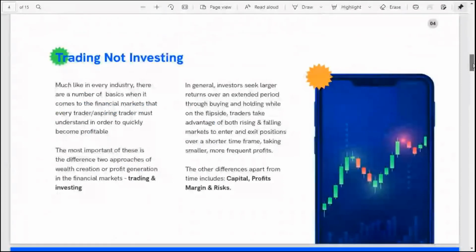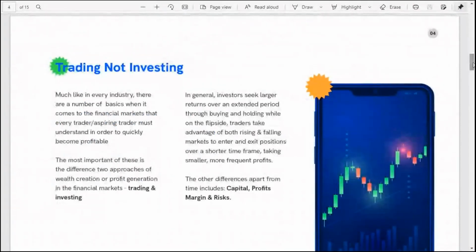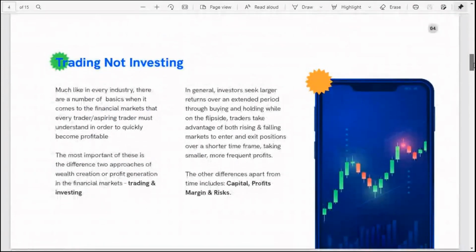Now, trading, not investing. You might be wondering, is trading the same as investing? Truth is, trading is not the same as investing. Much like in every industry, there are a number of basics when it comes to the financial market that every trader or aspiring trader must understand in order to quickly become profitable. Now, keep in mind, trading is not a get-rich-quick scheme. But if you do it the right way, you can get rich quick off it.